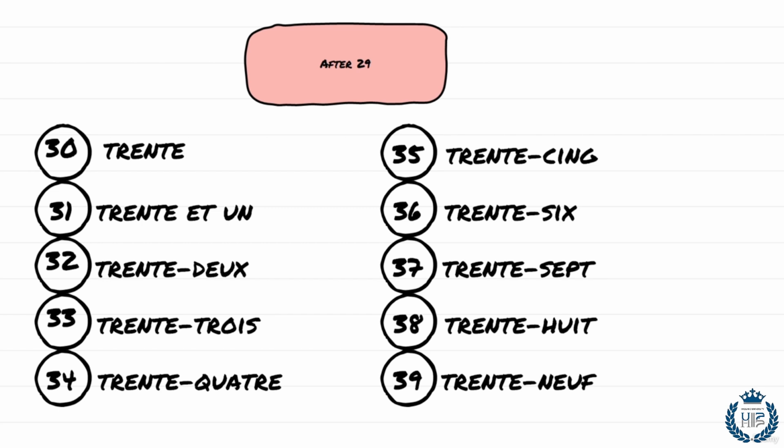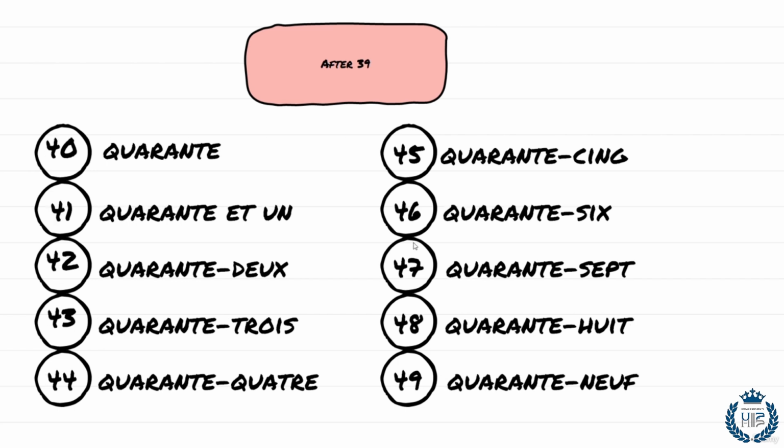Repetition is the key to learn French. 40, 41, 42, 43, 44, 45, 46, 47, 48, 49. Okay, good job. Then let's move on to the numbers after 49, which is from 50 to 59.